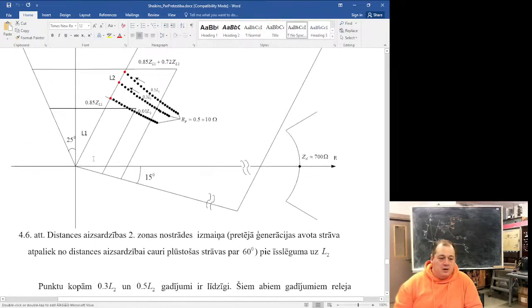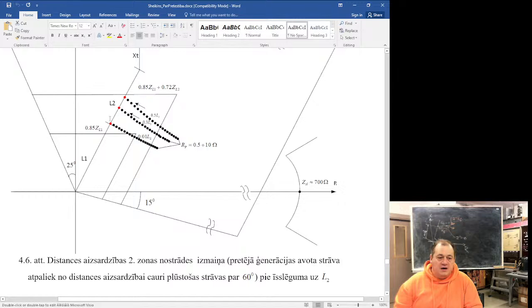One more. Here, fault in the second zone. Here, you see this area. Non-selective operation. The first zone can be triggered, while the fault is in the second. Here we have a danger of non-selective operation.